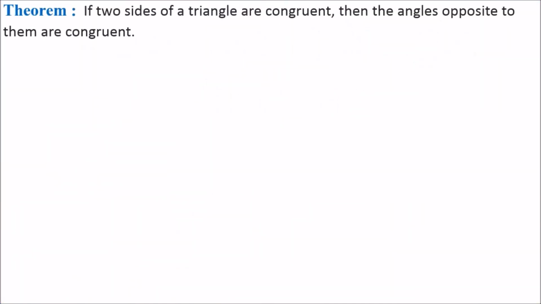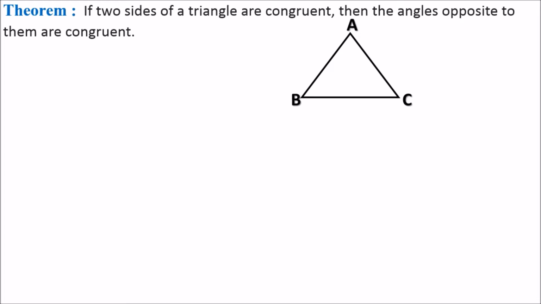The statement of this theorem is, if two sides of a triangle are congruent, then the angles opposite to them are congruent. What is given in this statement? There is a triangle whose two sides are equal, and we have to prove angles opposite to those two sides are also equal. So here we will make a triangle. You can see that I have made a triangle and I have named it as ABC.